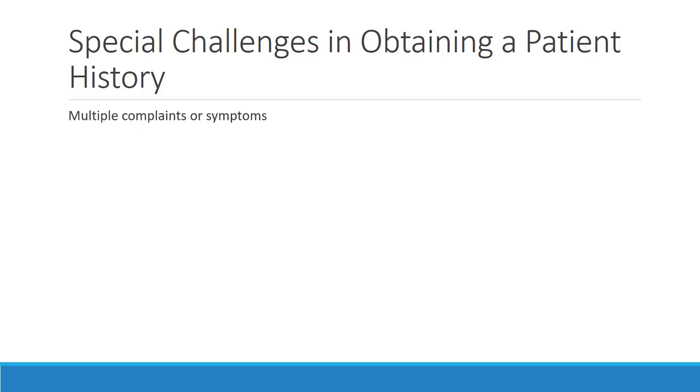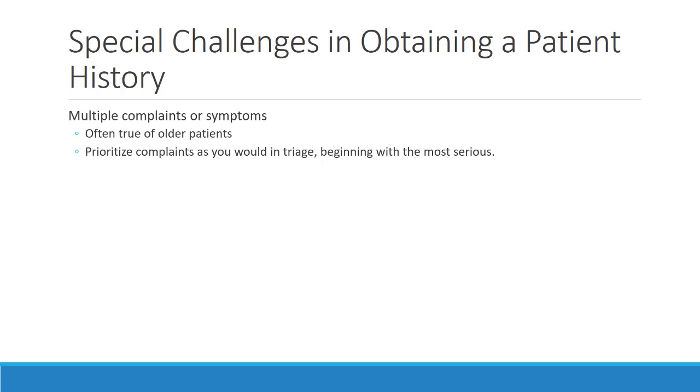For patients that have multiple complaints or symptoms, this is often true of older patients. Anyone that has multiple medical problems could have overlying symptoms. For example, someone that has a cardiac condition could also have difficulty breathing. So they may have chest pain and difficulty breathing at the same time.